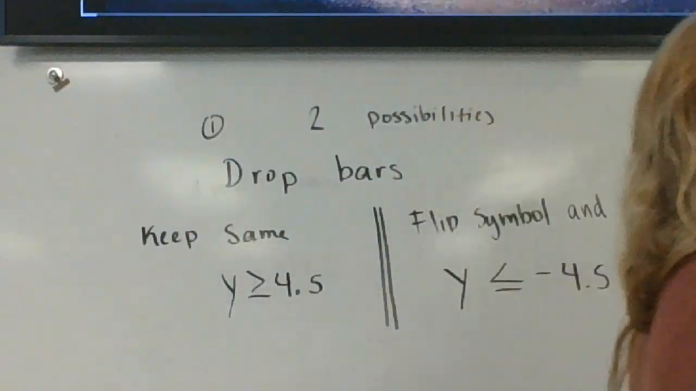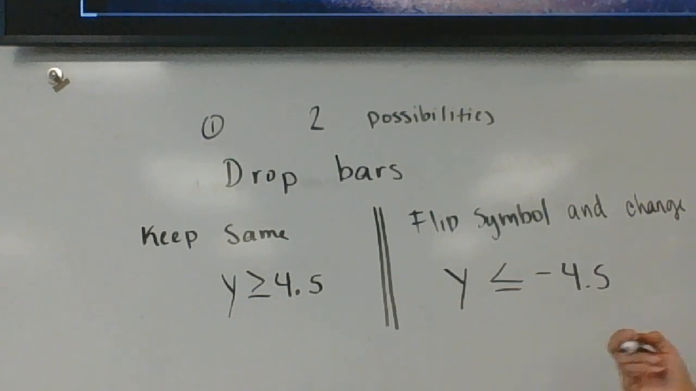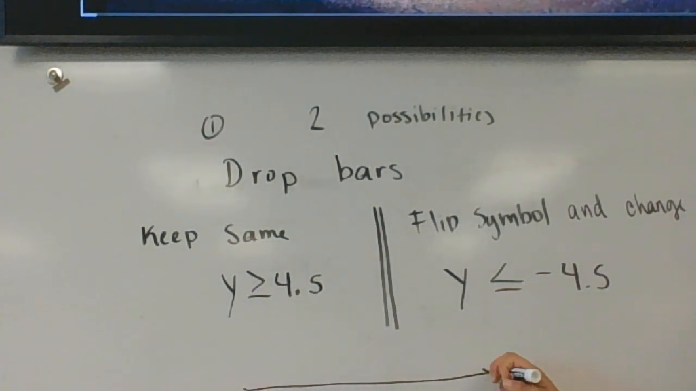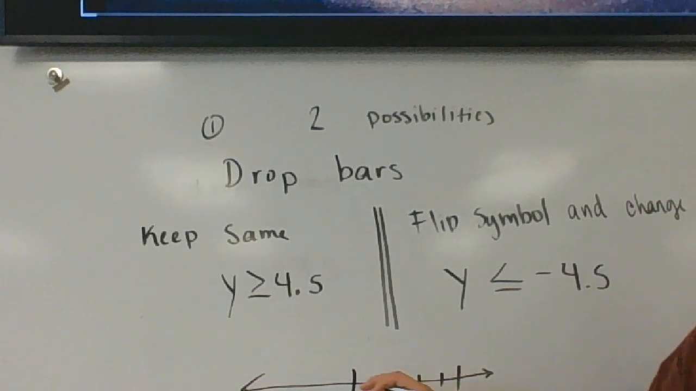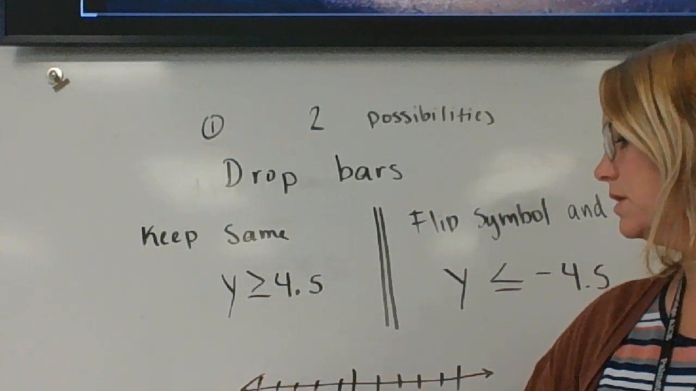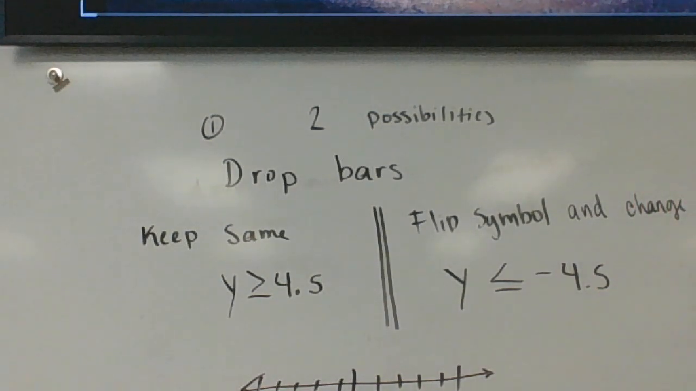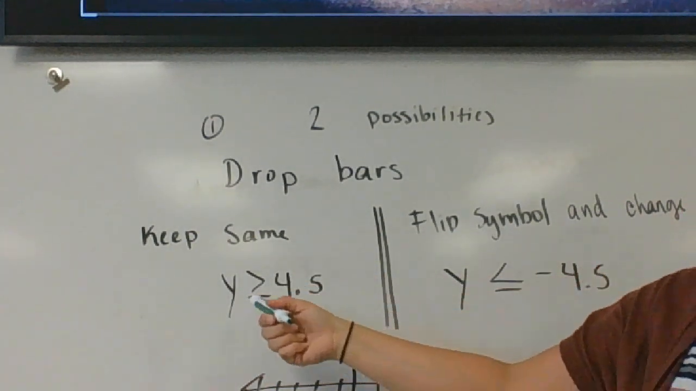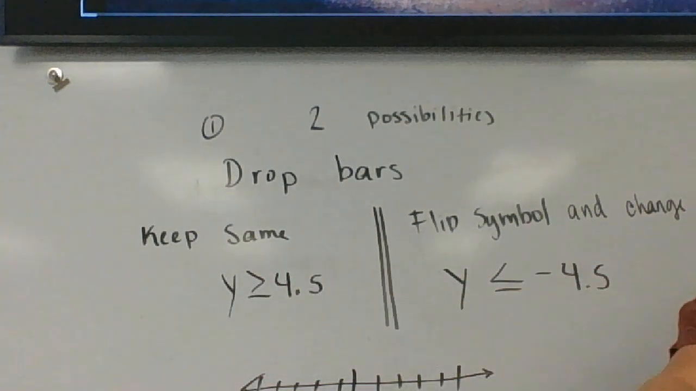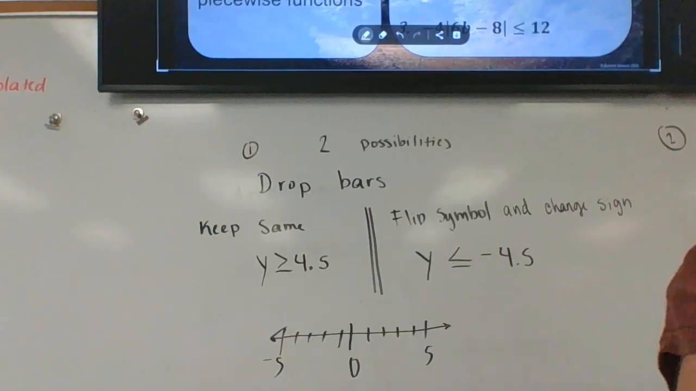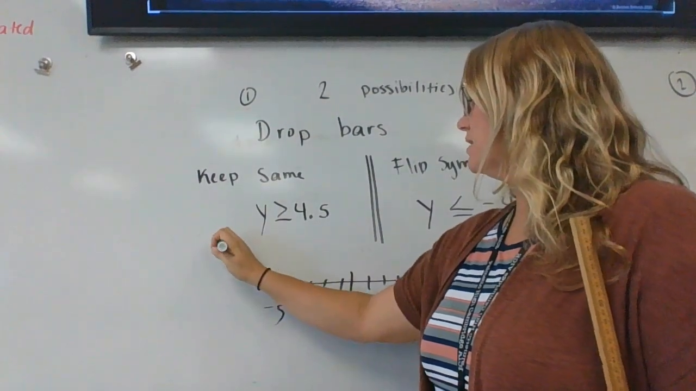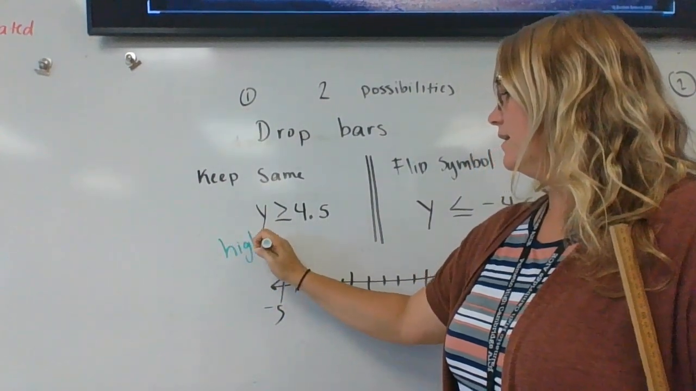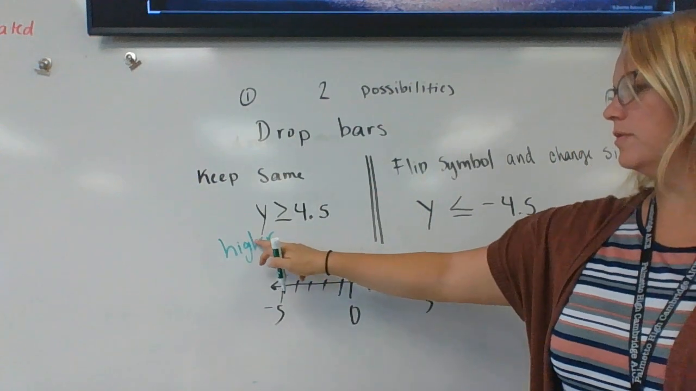Question so far? So on a number line, 1, 2, 3, 4, 5, 1, 2, 3, 4, 5. I would do a closed dot because it's equal to. This tells me y is higher than 4.5.